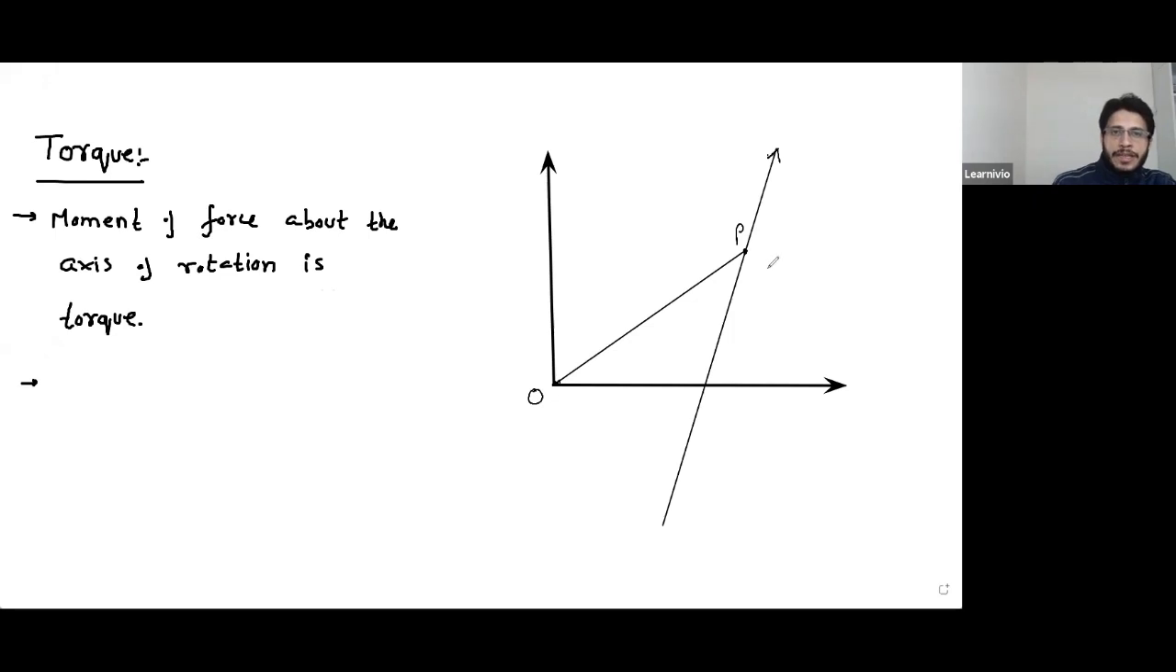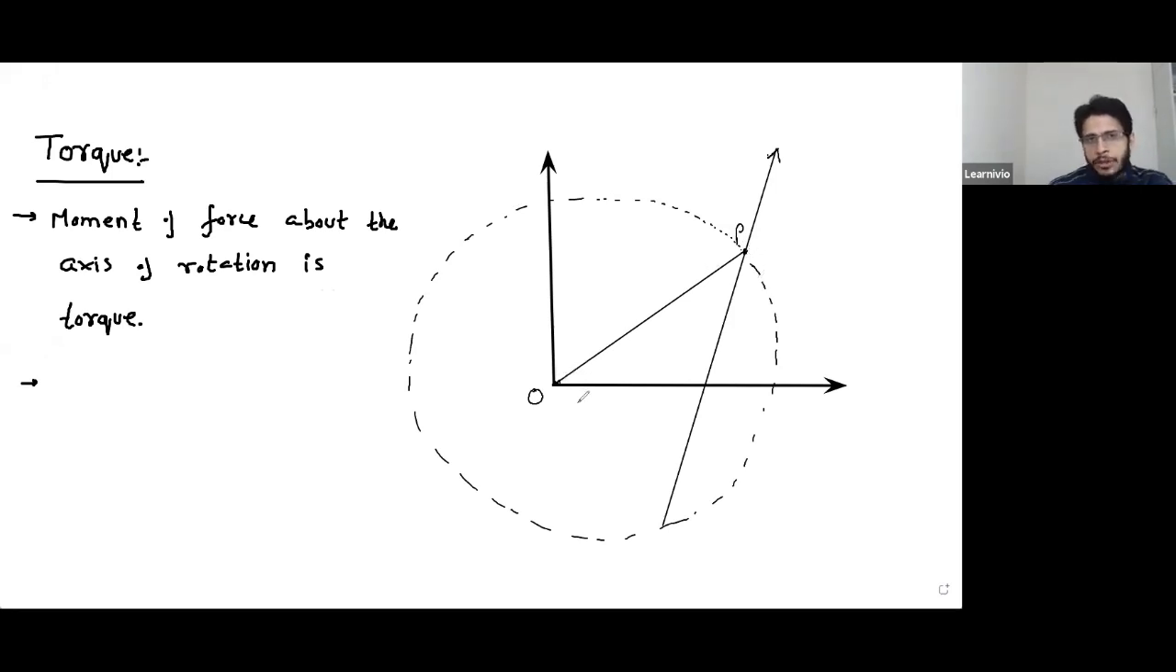So this point P does not translate. It starts rotating in this way. It will complete a circle around this point. This is the origin, and this P is the point of application of force.